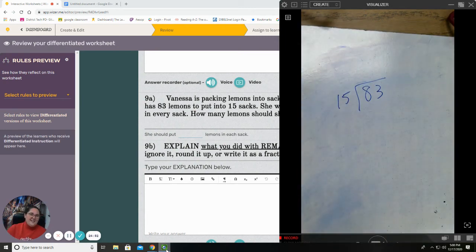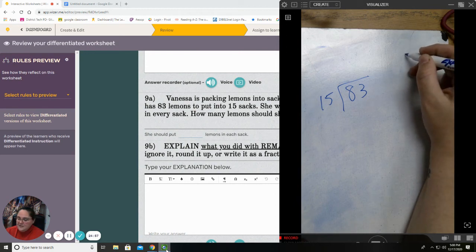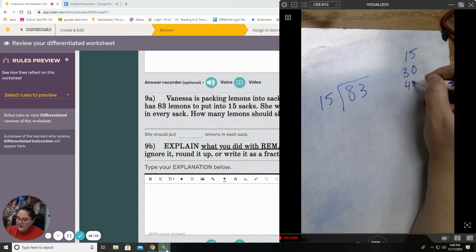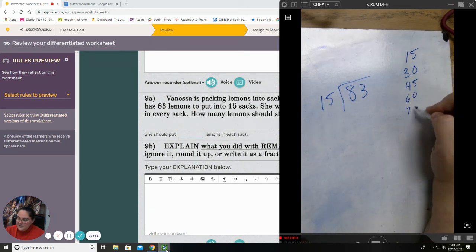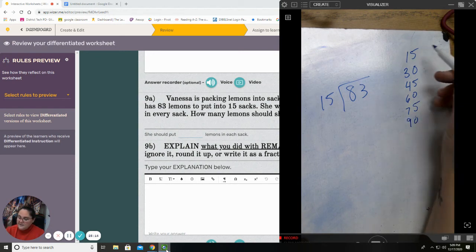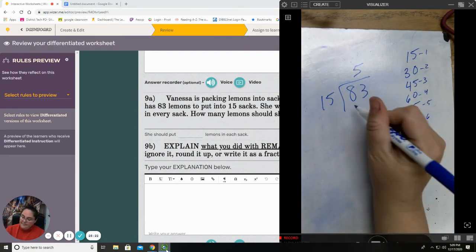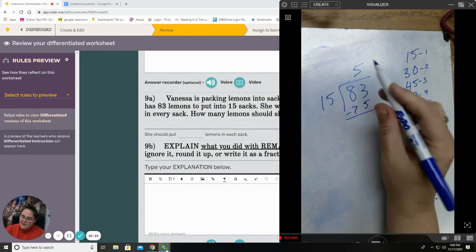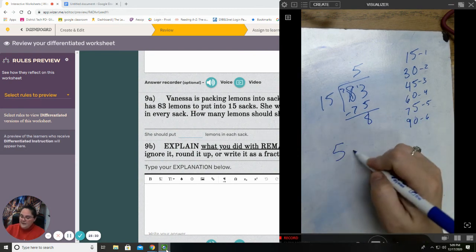Now, I know my 15s are a little bit easier than others, so I'm going to go ahead and try to figure that out on my own. So 15, and I'm going to write it on the side. Then we go 30, 45, 60, 75, 90. Okay, that's times 1, times 2, times 3, times 4, times 5, times 6. Okay, so it goes in there 5 times. I'm going to subtract. 8 left over. So 5 remainder 8.